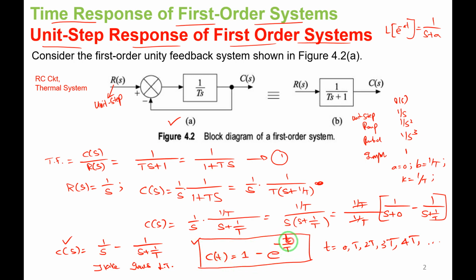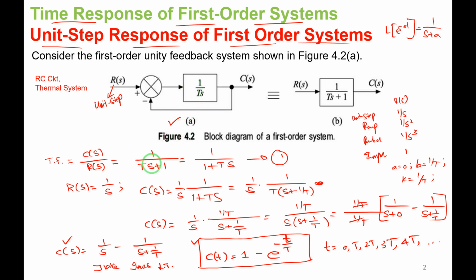This is small t by T. This capital T is the time constant of the system. I will tell you what this time constant is. And one more thing, I told you this is a first order system because look at the denominator here: the power of s is 1 in the transfer function. Hence this is the first order system.